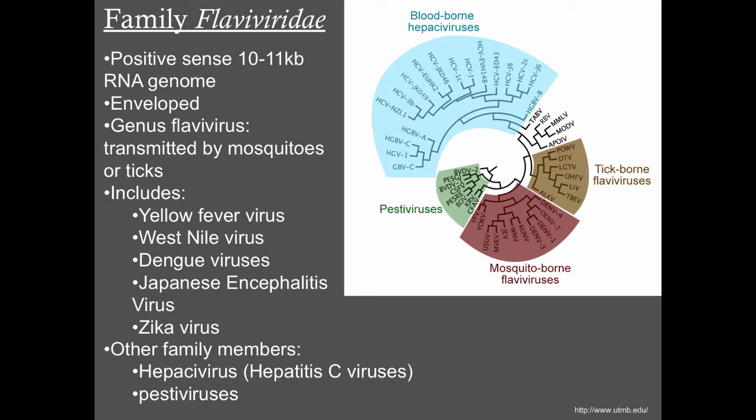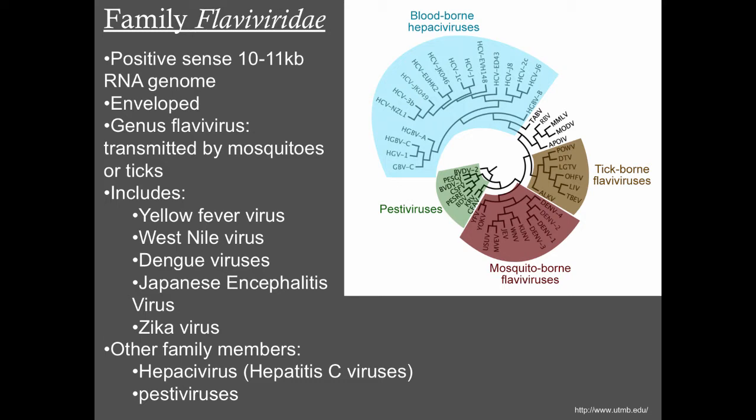Then there are other more distantly related members of the family Flaviviridae that fall under categories of different genera. So the Hepaciviruses, which is entirely the Hepatitis C viruses. And there's also a class of viruses within the genus Pestivirus. These are largely viruses of animals, but some of which actually have a fair amount of animal health and agricultural importance.